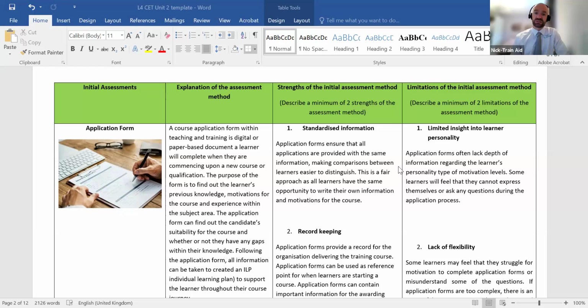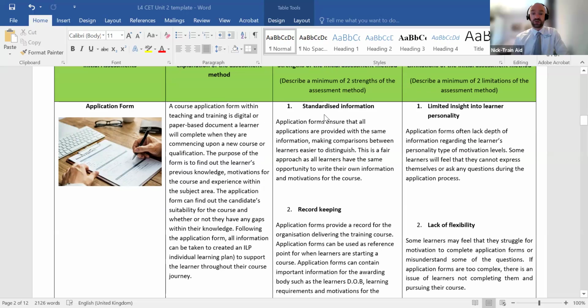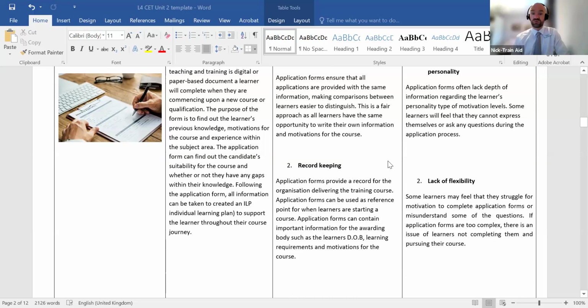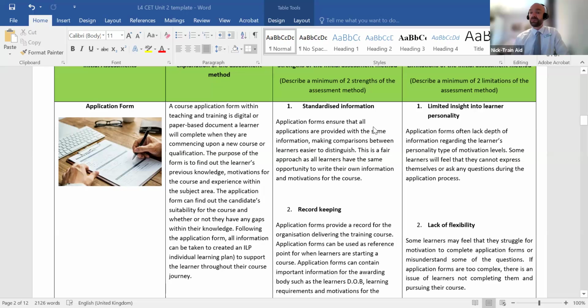So just on to the strengths then. What we'd like for you to do is to describe a minimum of 2 strengths of the initial assessment type. So I've got mine with number 1, standardized information, so a standardized form, and also record keeping as well. I think that application forms are fair because the questions on them are the same for every learner. Application forms ensure that all applicants are provided with the same information, making comparisons between learners easier to distinguish as well.